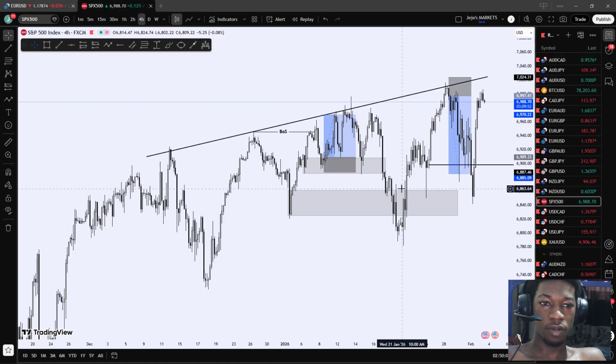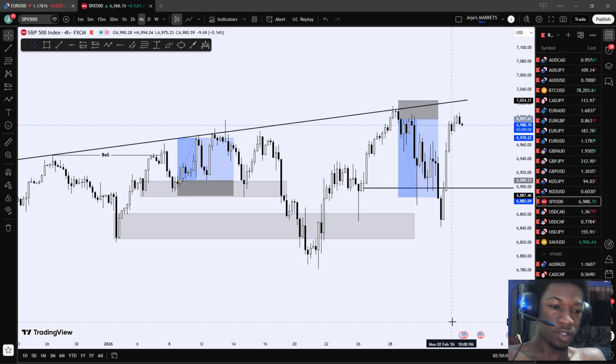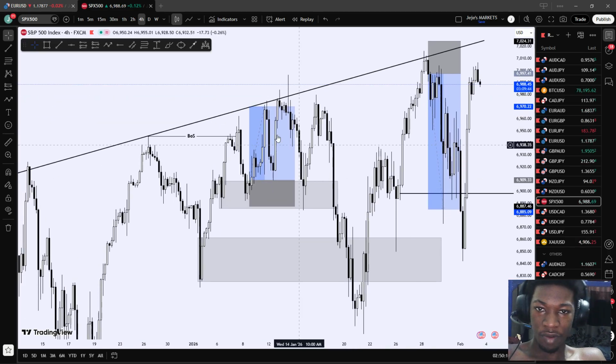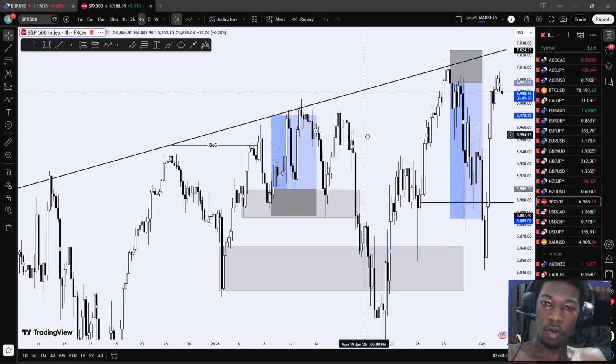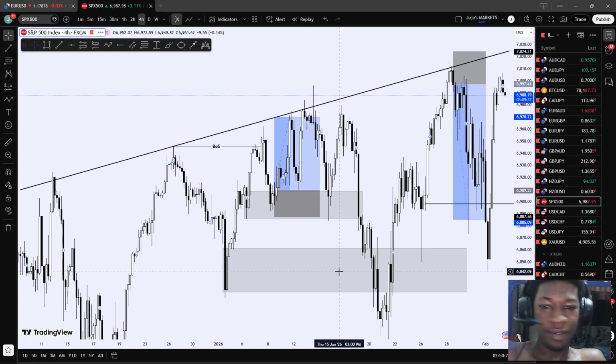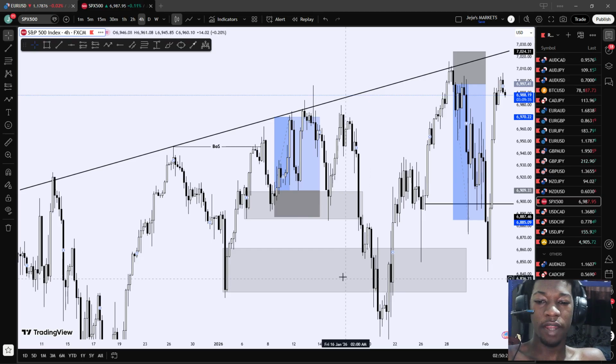Reaction or rejection. So like I told you guys, if you're looking for rejections or reversals, look at the wicks. If you're looking for breakouts, look at the bodies. So if you look right here, what did you get? A long wick. Sell all the way down. Boom, trade went down. Good entry, a perfect one.